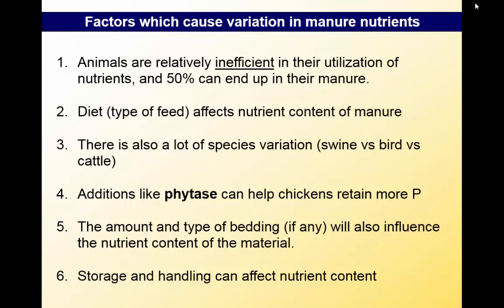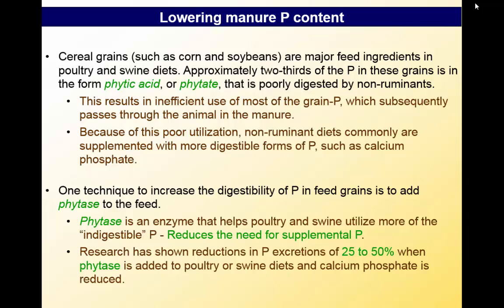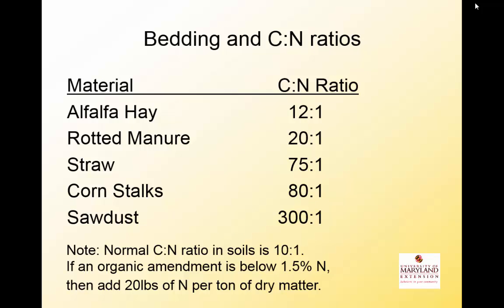Then the bedding, and we'll talk about that in a minute. It's related to C to N ratio. And then how you store and handle that. And that mostly comes down to nitrogen loss, but you can have some loss of potassium and phosphorus. Bedding is related to C to N ratios.